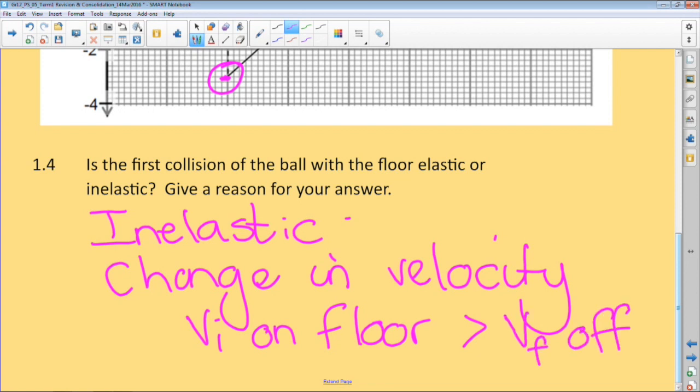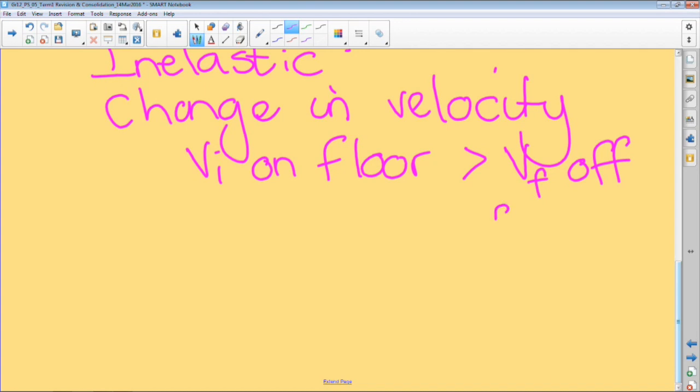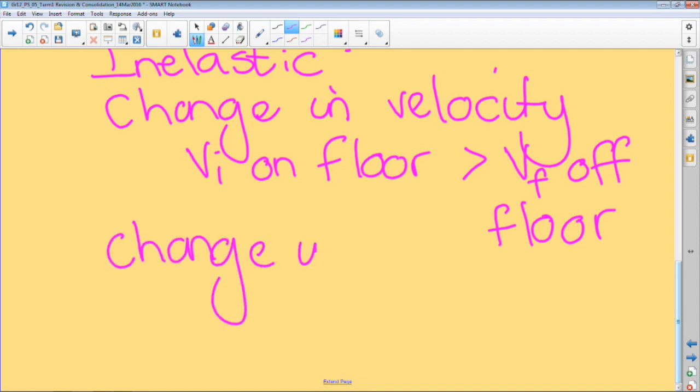Okay, it's probably not the best way to explain it, but I'm hoping you understand what I'm trying to tell you. And because there's a change in velocity, that means there's going to be a change in kinetic energy. And as soon as there's a change in kinetic energy, we have an inelastic collision.